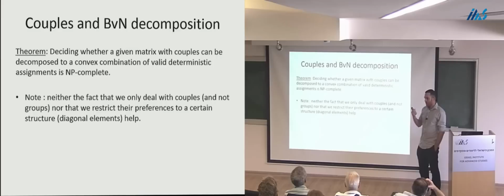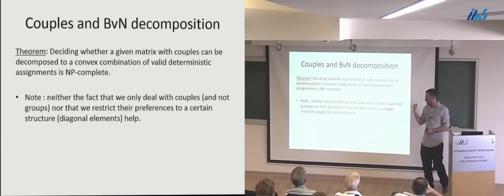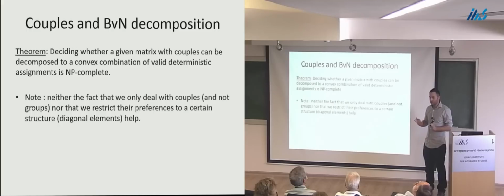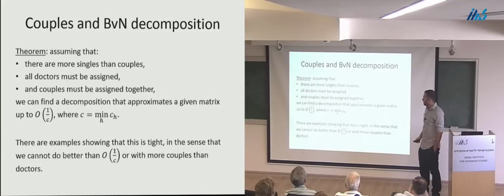And note that the fact that we only have couples, we don't have triplets or anything bigger than that, and the fact that couples are restricted to only give us preferences over hospitals and not pairs of hospitals, this doesn't help us here, okay? Because in fact the problems are just as hard when they are restricted and when they are not restricted in the preferences they can submit. Luckily, we can approximate, okay? So we cannot actually solve, but we can approximate the solution.